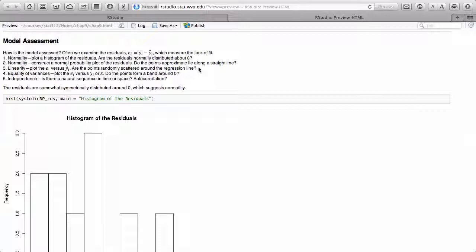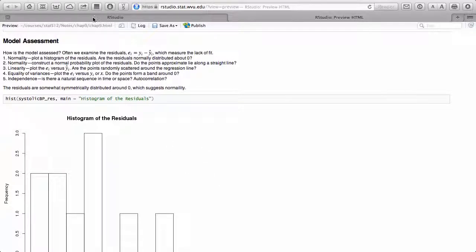And then we can also test equality of variance. One way to do this is, again, to plot the e sub i versus either the y sub i or x. And then, again, do the points form a band around 0 in that plot? Now, independence is something you usually know from the context of the problem. If you get a random sample, it's presumably independent. That's not always the case. So let's take a look.